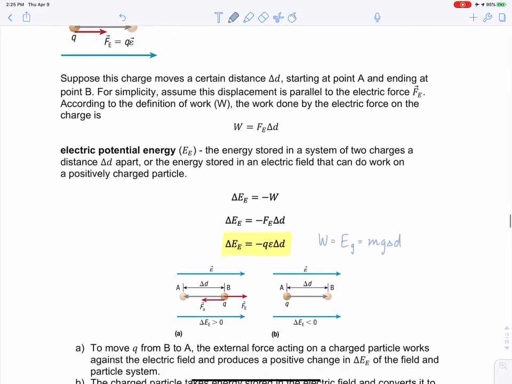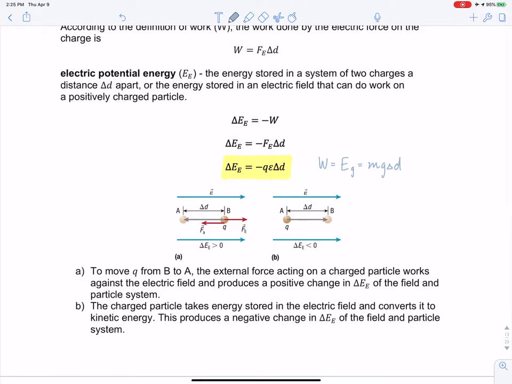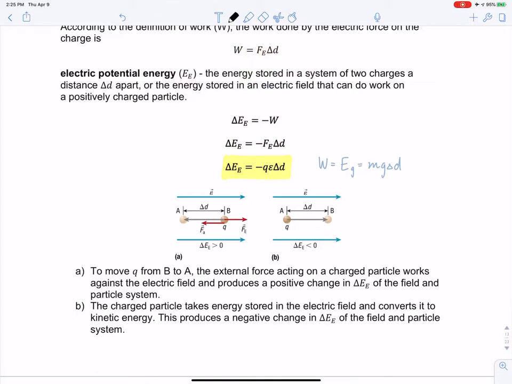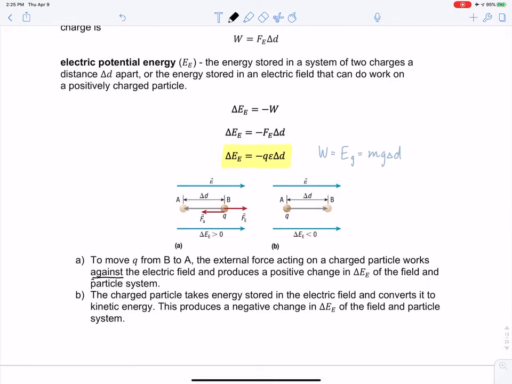Okay, now let's take a look at diagram A and diagram B. In diagram A, we see the direction of the electric field is moving from left to right. And in this situation, to move a charge from point B to point A, the external force acting on a charged particle works against the electric field. We're moving in the opposite direction of the electric field, and therefore produces a positive change in electric energy.